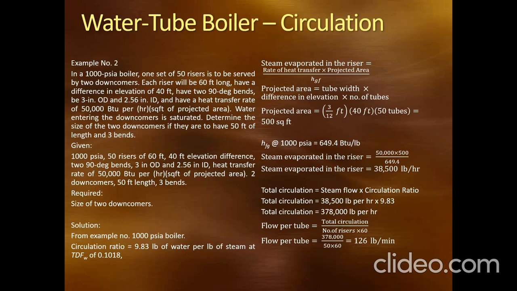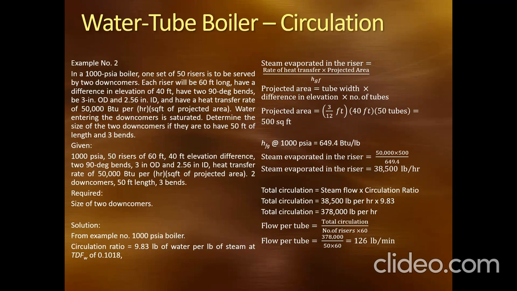So example number two, in a 1,000 PSI boiler, one set of 50 risers is to be served by two downcomers. So sa kambing, ang riser mo is 50, downcomer mo is dalawa. Each riser will be 60 feet long, have a difference in elevation of 40 feet. So yan ang C mo. Have two 90 degree bends, 3 inches OD and 2.56 ID. So isa lang yan, 3 inches OD, pero ang ID niya is 2.56, and have a heat transfer rate of 50,000 BTU per hour square foot of projected area. Water entering the downcomer is saturated. Determine the size of downcomer if they are to have 50 feet of length and 3 bends.